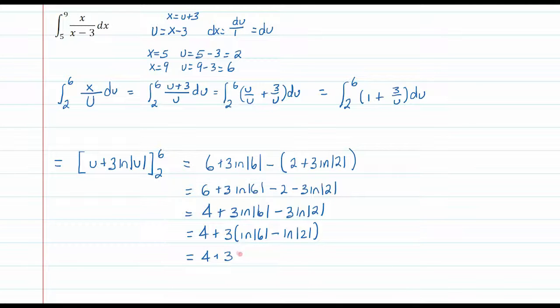So it becomes 3 ln absolute value of 6 divided by 2, which is equivalent to 4 plus 3 ln absolute value of 3. And this answer here will match the back of your textbook. Also acceptable is 4 plus 3 ln 3 without the absolute values, because the absolute value of 3 is 3.